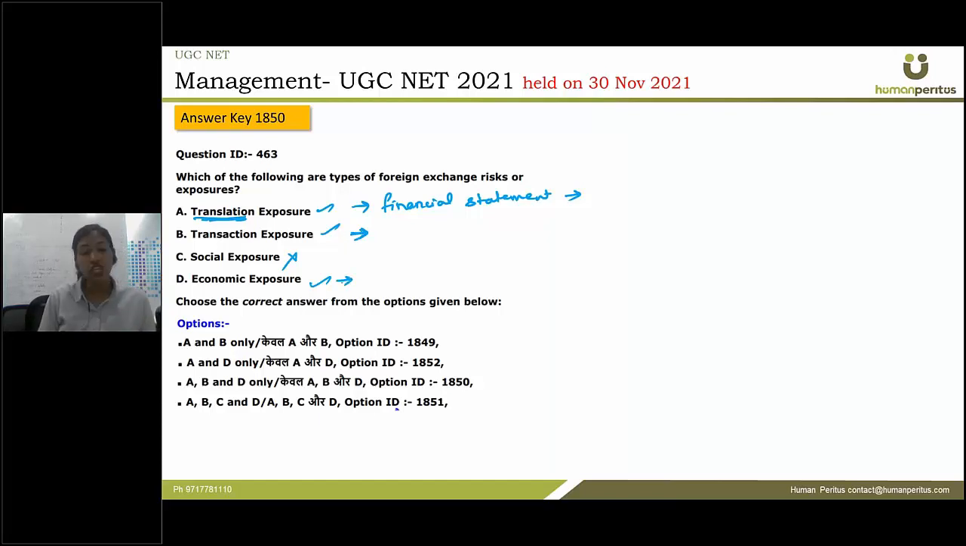Economic exposure is when the transaction exposure prolongs for a long period of time. That means the economy is facing the exchange rate risk. So that's why it is known as economic exposure. So the correct answer is A, B, and D.